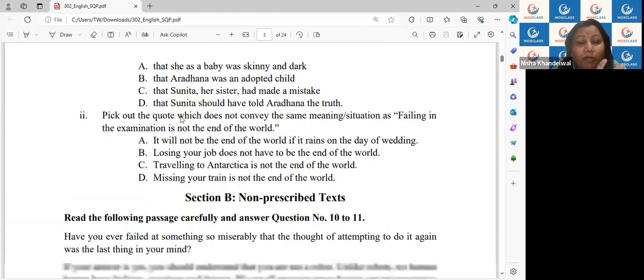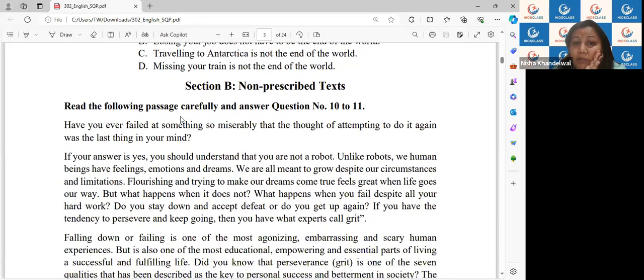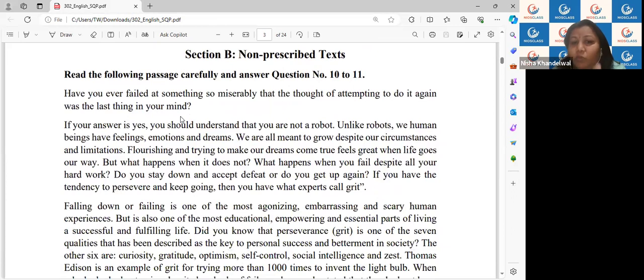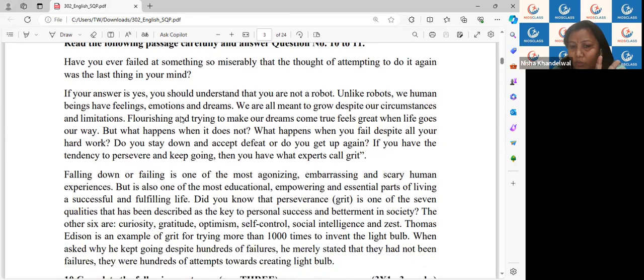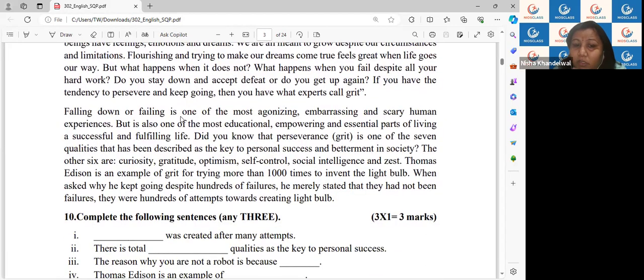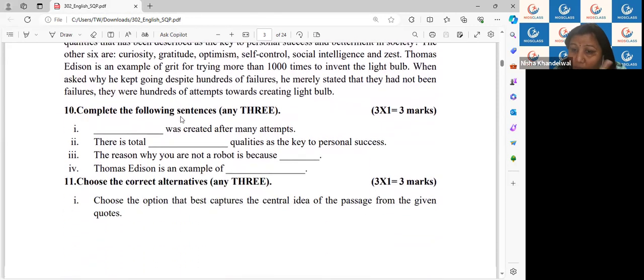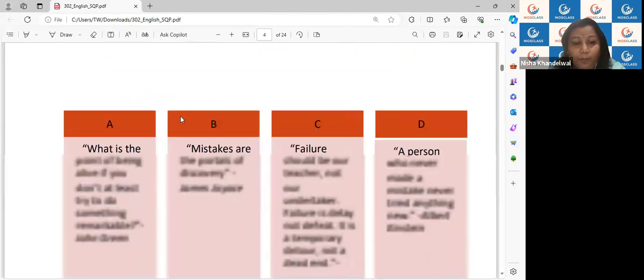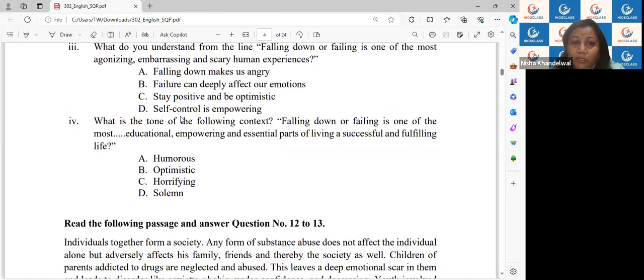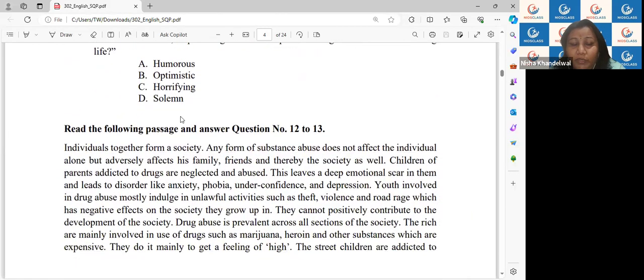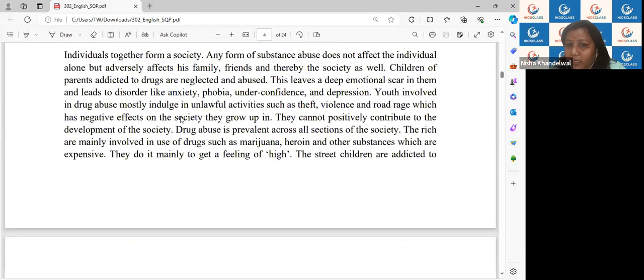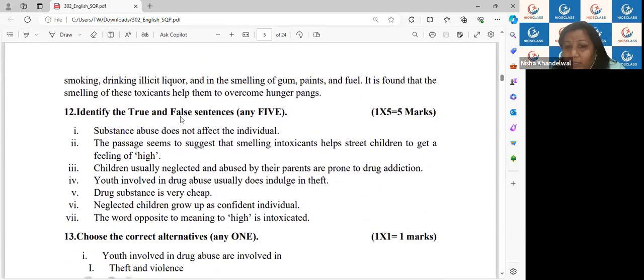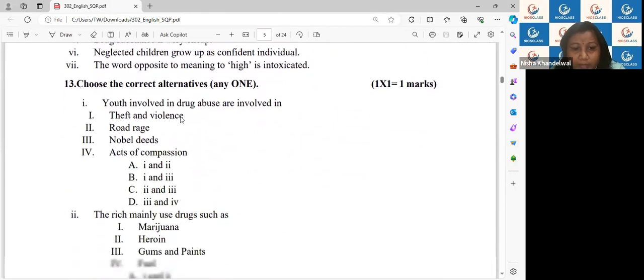Now next we have the non-prescribed text, which I was telling you would be a little tough for you people, because these are completely unseen passages, right? So you need to read the passage at least 2-3 times and then you will be able to give the answer. So still we have reached till question 11 only, right? These are again MCQs and one-liner questions. Again, one more passage is there. Two passages we have seen, three passages actually, one from the book and two completely unseen.